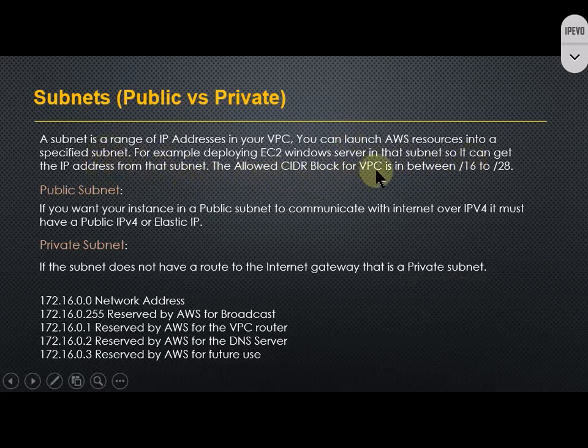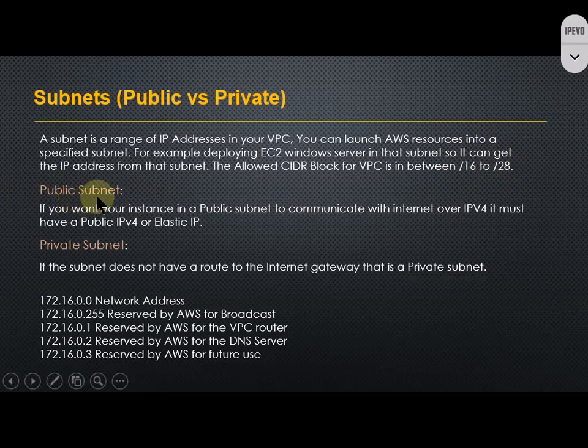The allowed CIDR block, this is also very important. A VPC CIDR is between /16 to /28, which is bit notation. So whatever the subnet range we are going to provide, it should be between /16 to /28. So this is the restriction in AWS.